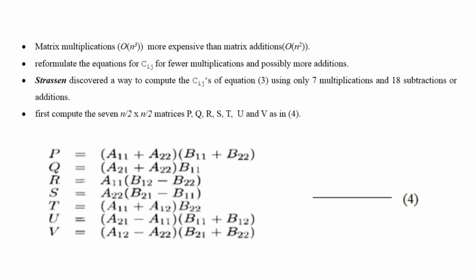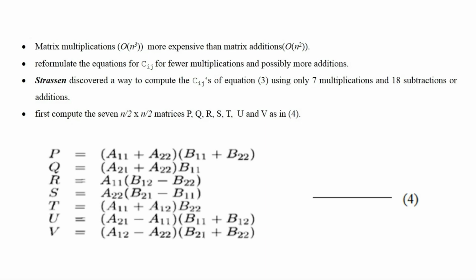Matrix multiplications being order of n cube are more expensive than additions because the time required will be a little less. So we need to try to reformulate the equations in order to find the elements of matrix C that possibly uses lesser multiplications and maybe more additions and subtraction. So Strassen discovered a way to compute the C of ij by using only 7 multiplications and a total of 18 subtractions or additions. 18 is a total count of subtractions as well as additions.